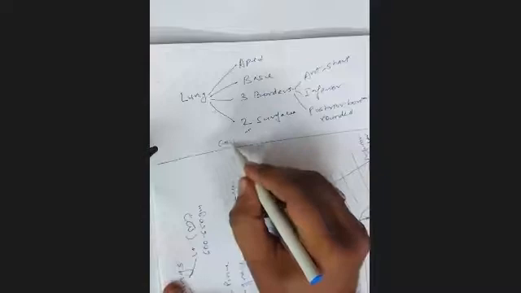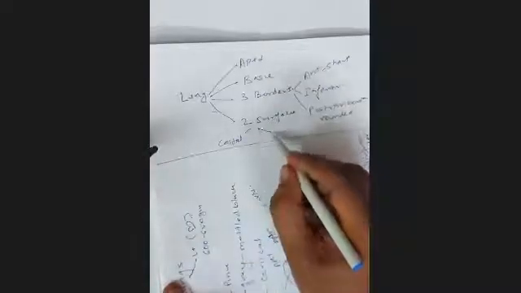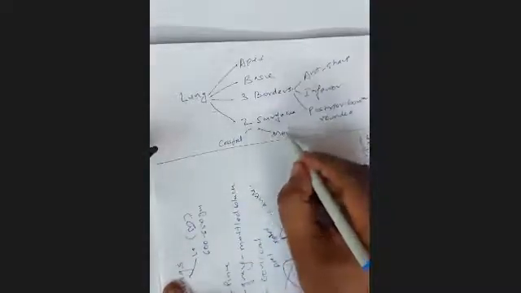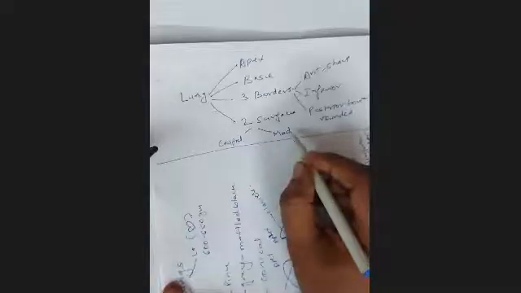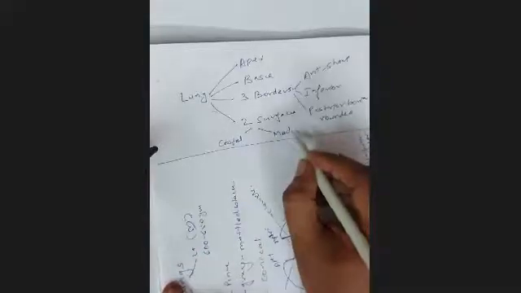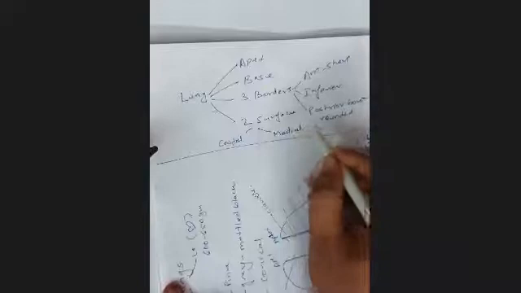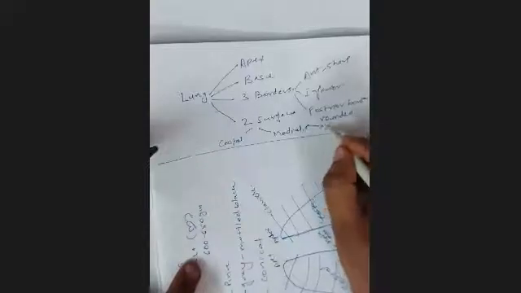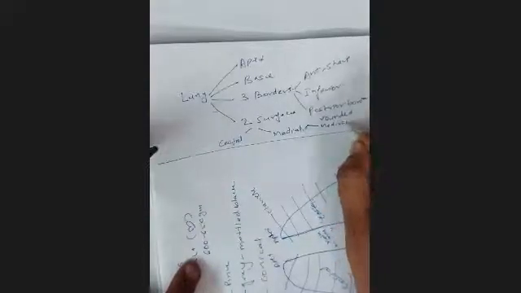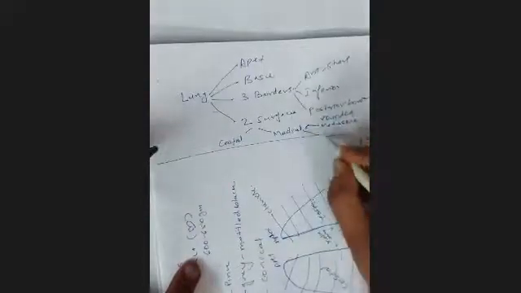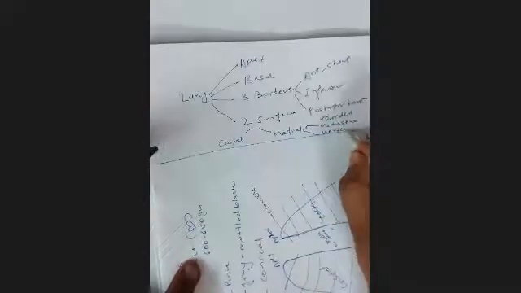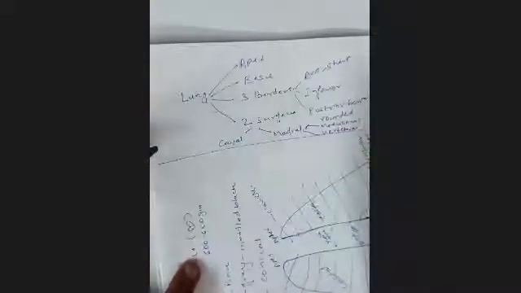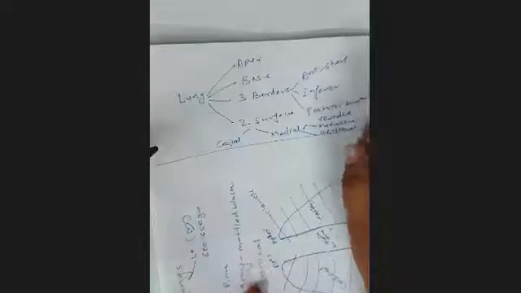What are the two surfaces? Costal surface and mediastinal surface. Costal surface and medial surface. This medial surface is divided into anterior mediastinal surface and posterior vertebral surface.